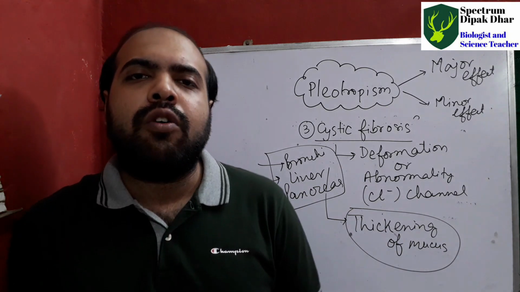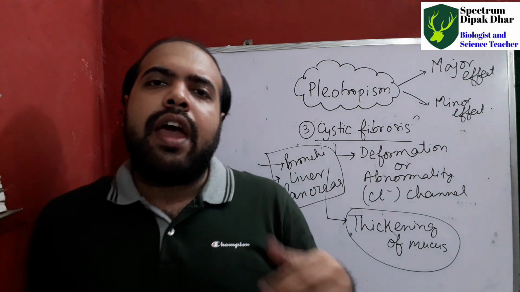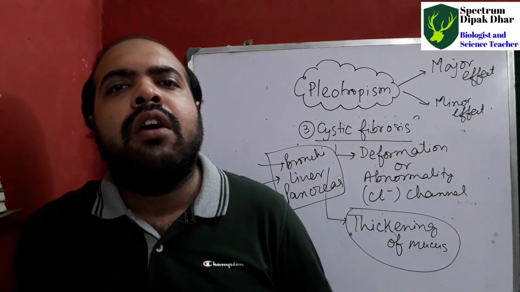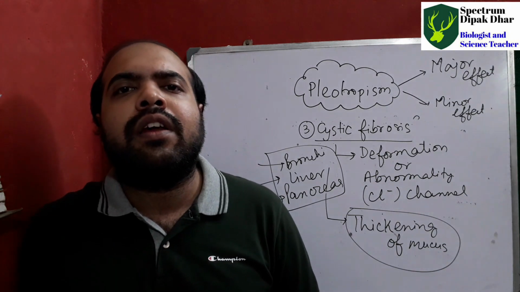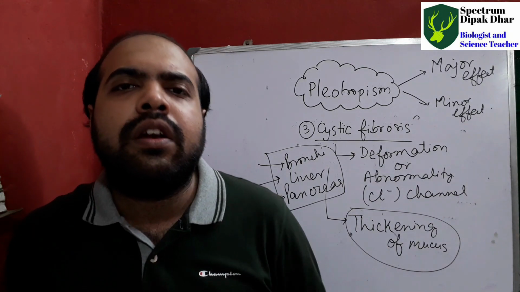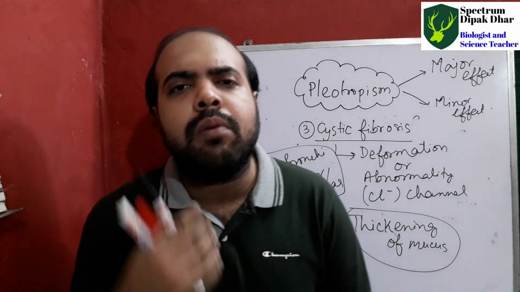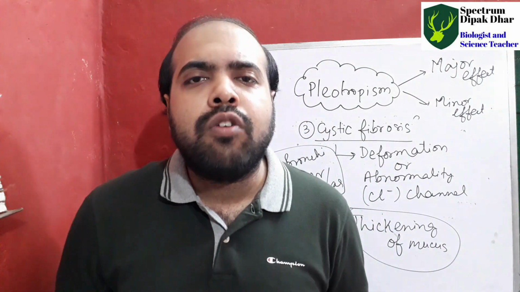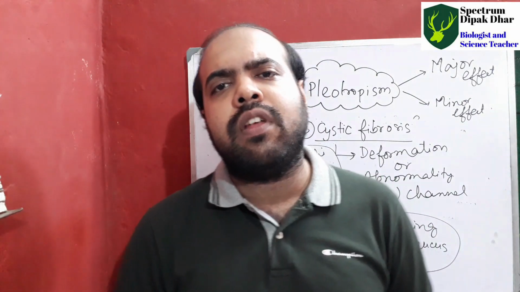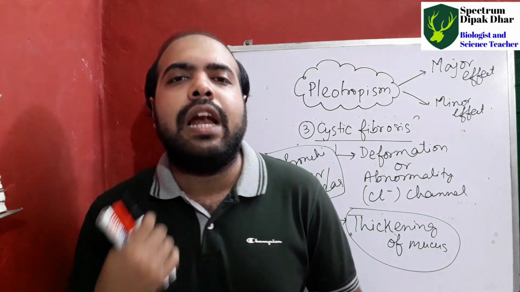The bronchi get constricted due to the deposition of the mucus, and it will cause breathing difficulties. Liver and pancreas will not be releasing different enzymes because there is accumulation of mucus around all the digestive glands, and it will also cause difficulty in absorption of the food as well as digestion of the food. So these are the three most important examples of pleiotropism. First one is sickle cell anemia, second one is phenylketonuria, and the third one is cystic fibrosis. So now we will discuss multiple gene.